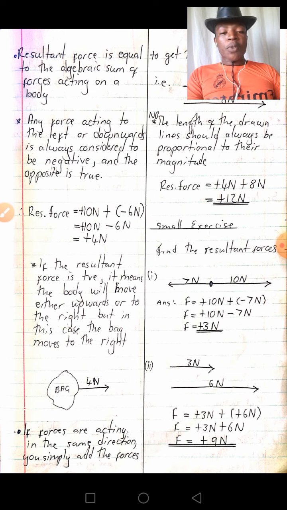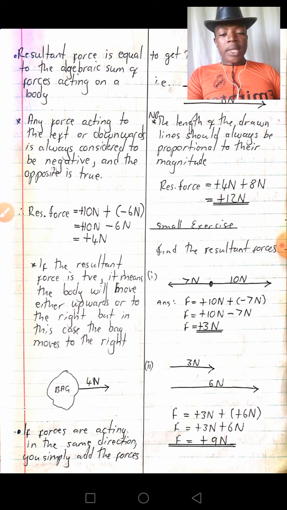Therefore, resultant force for that diagram is simply plus 10 newtons, and then we are trying to illustrate the algebraic sum. So we need to say plus 10 newtons plus again, isn't it? But now, since the 6 newtons are to the left, they are said to be negative 6 newtons. Therefore, say 10 newtons minus 6 newtons, you get 4 newtons. If the resultant force is positive, it means the body will move either upwards or to the right. But in this case, the bag moves to the right because the resultant force is positive 4.